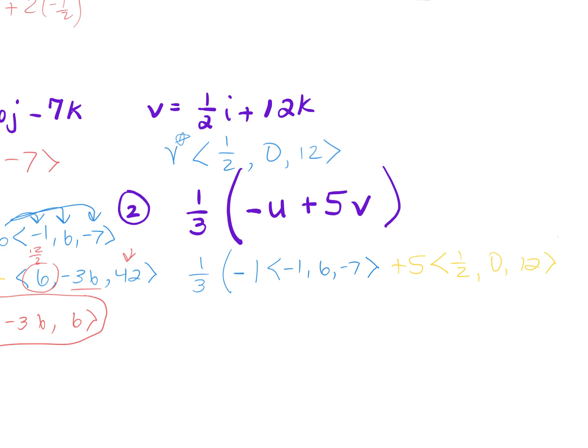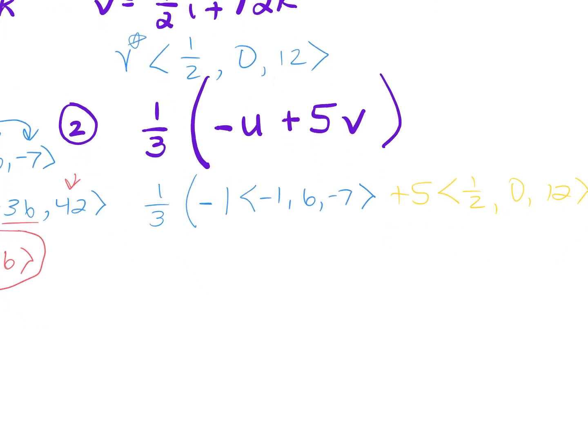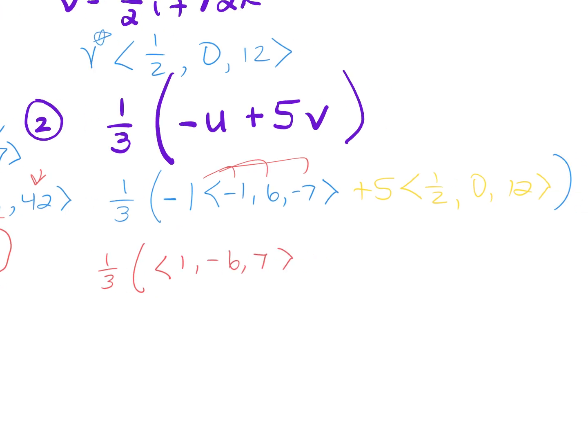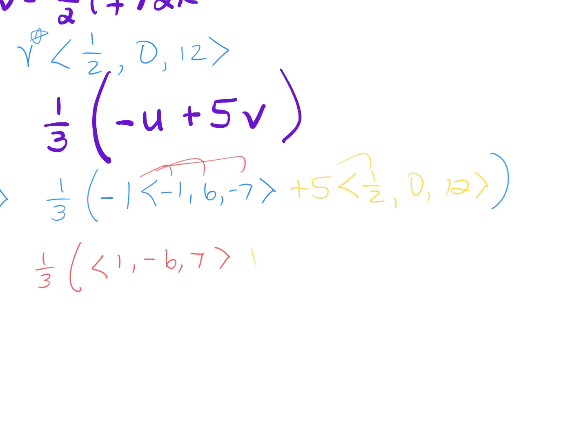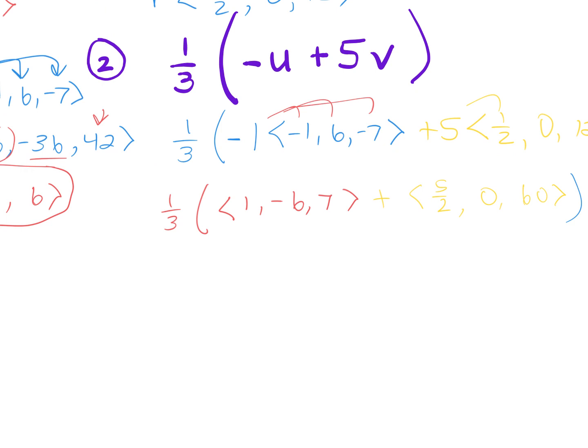I'm going to go ahead, guys, and distribute my negative 1. So I have 1/3 on the outside here. This becomes positive 1, negative 6, positive 7, correct? And then let's go ahead and distribute this 5. So I still have my plus. So this becomes 5 over 2, 0, and 60. Good. Now, do I do anything with that 1/3 yet? No, we're going to still keep that 1/3. It's still hanging out here. I'm going to now add. This is what we're doing.